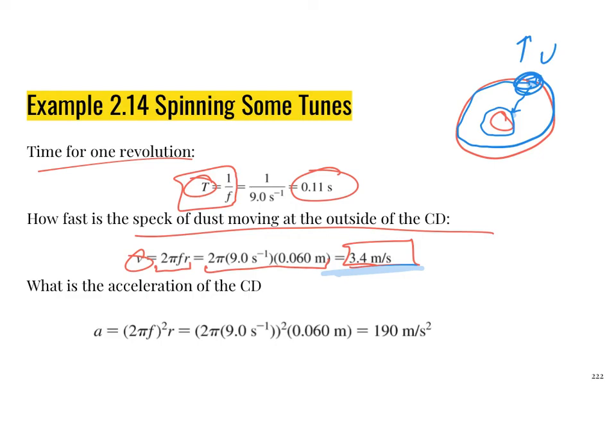And then finally, the acceleration, using our equation for that, we get 190 meters per second squared, which is really, really, really large. And if you think about that, that's how a centrifuge works, and we'll talk more about that this unit as well. But other than that, that was your quick introduction into circular motion.